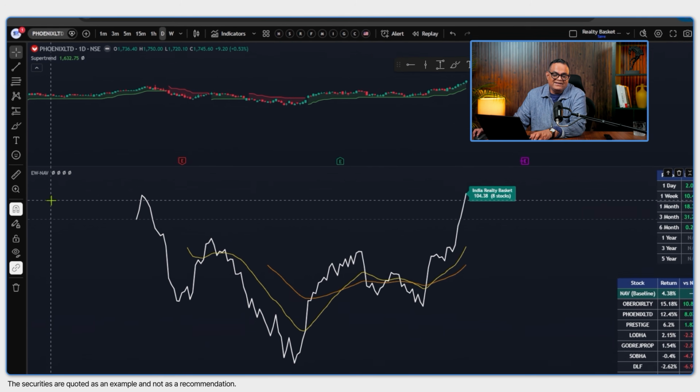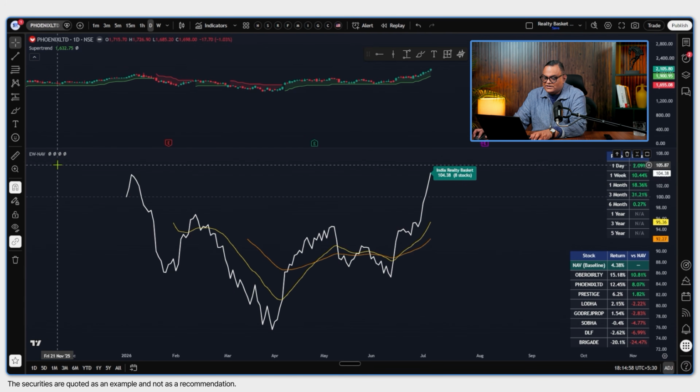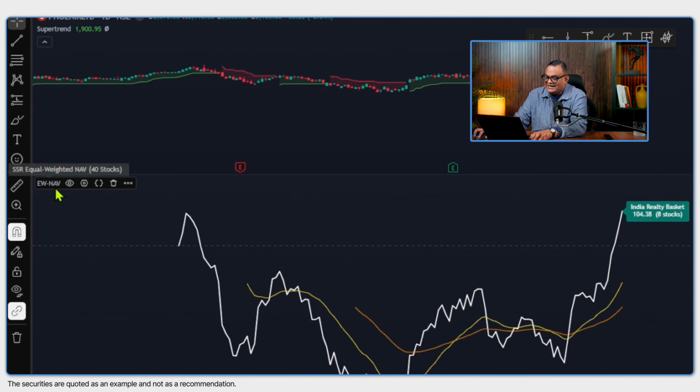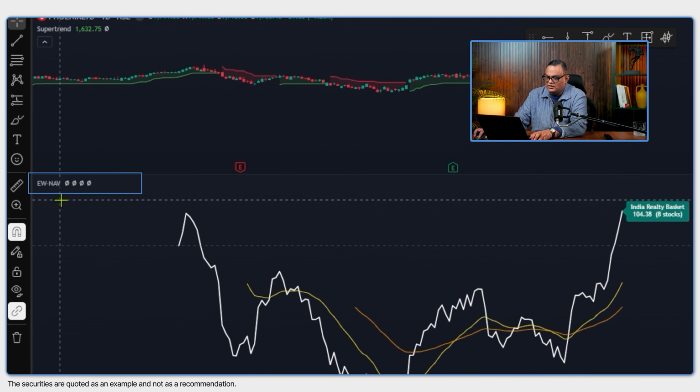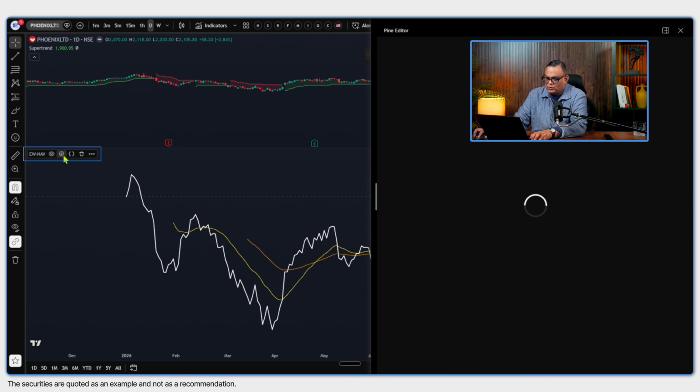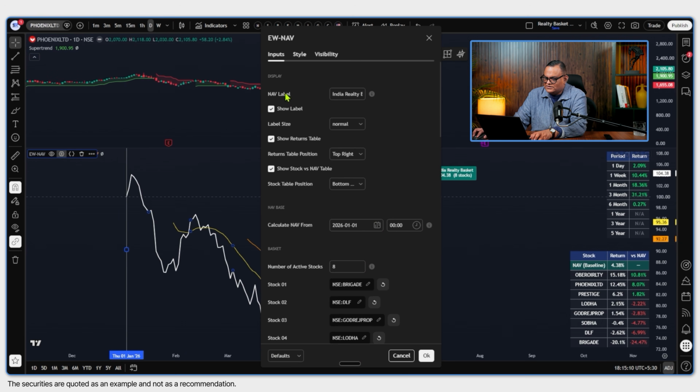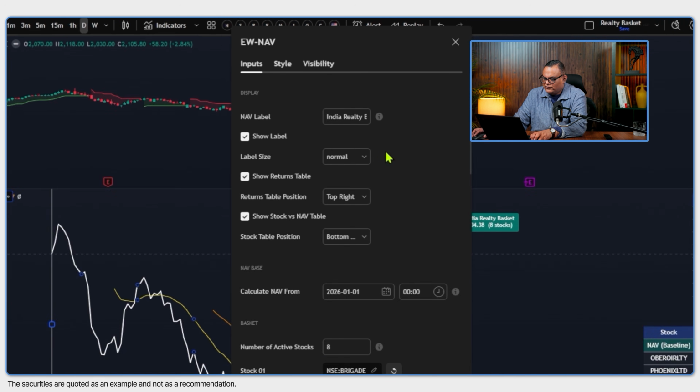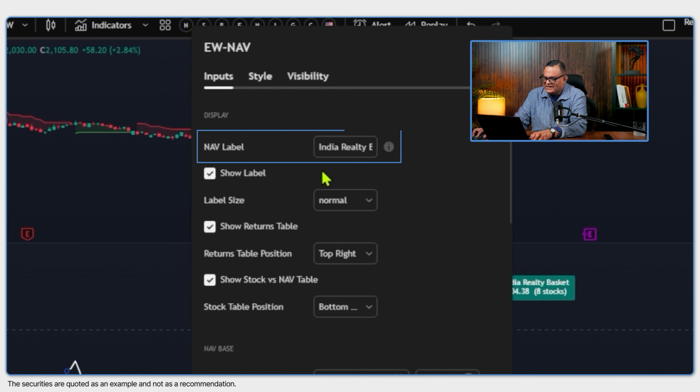Now we jump to TradingView, and what you need to do is make sure that you have the equi-weight NAV indicator on your TradingView. And once you go to settings and inputs, you would find a few things. Let me explain. NAV label. This is just a label I've created where I've written India Realty Basket. You can write anything so that you can identify which index you're creating. And then there's the size of the label.